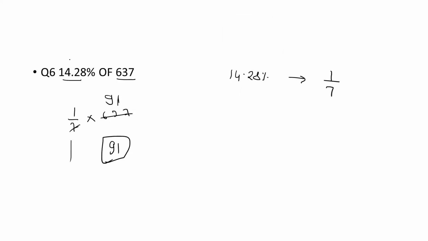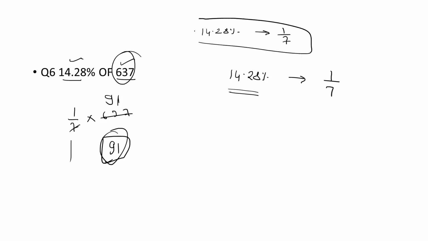Now in question number 6, what to do? You have to calculate 14.28% of 637. You know that 14.28% is nothing but 1 by 7. So you simply multiply 1 by 7 by 637. 7 nines are 63, again 7 ones are 7, that will be 91. So 14.28% of 637 is 91. Again in this question we have seen the new percentage value, that is 14.28% is nothing but 1 by 7. Note it down.